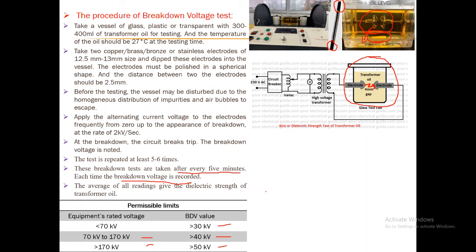Okay, so this breakdown voltage test is a very basic test which is performed on liquid dielectrics just to observe their quality in terms of electrical performance. So let us see how this breakdown voltage test is conducted on the transformer oil.